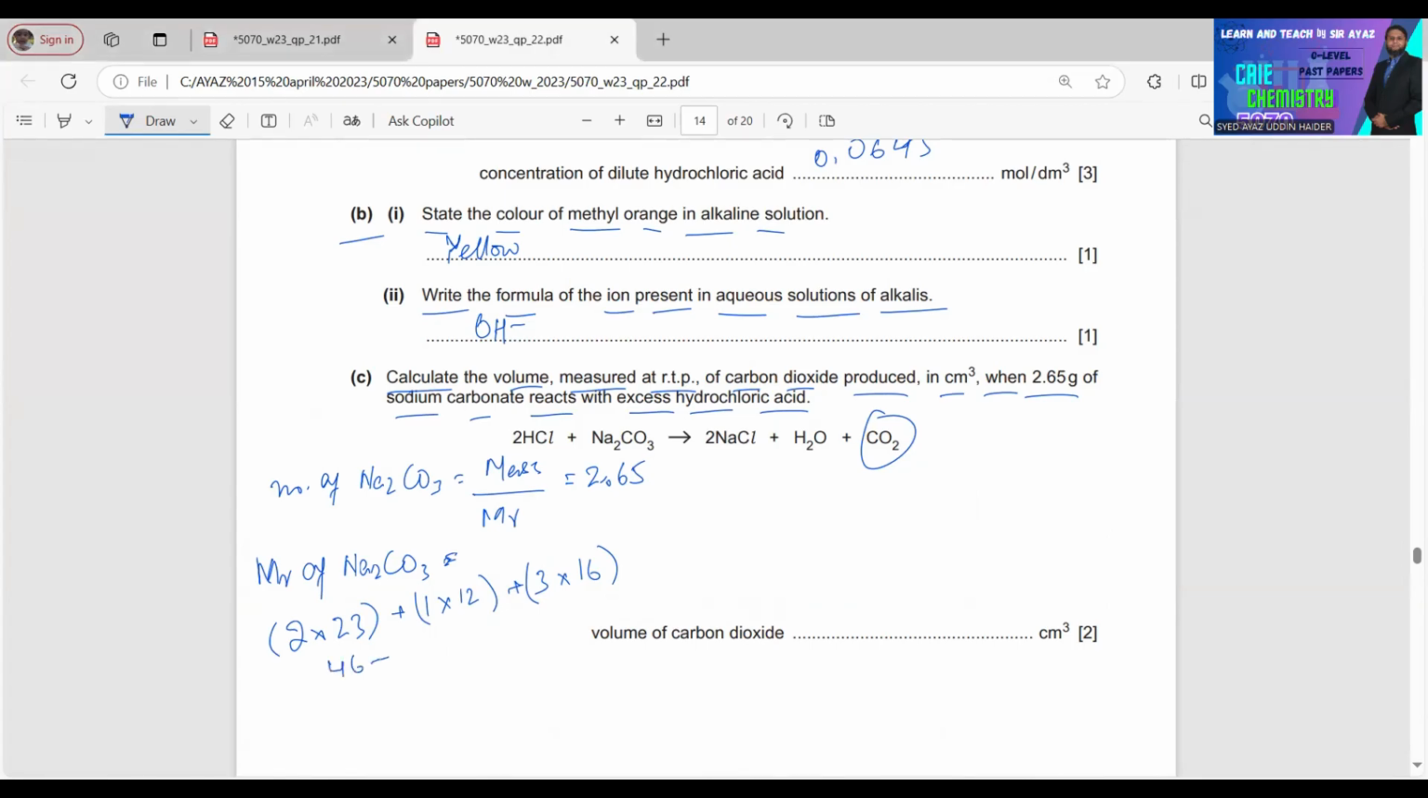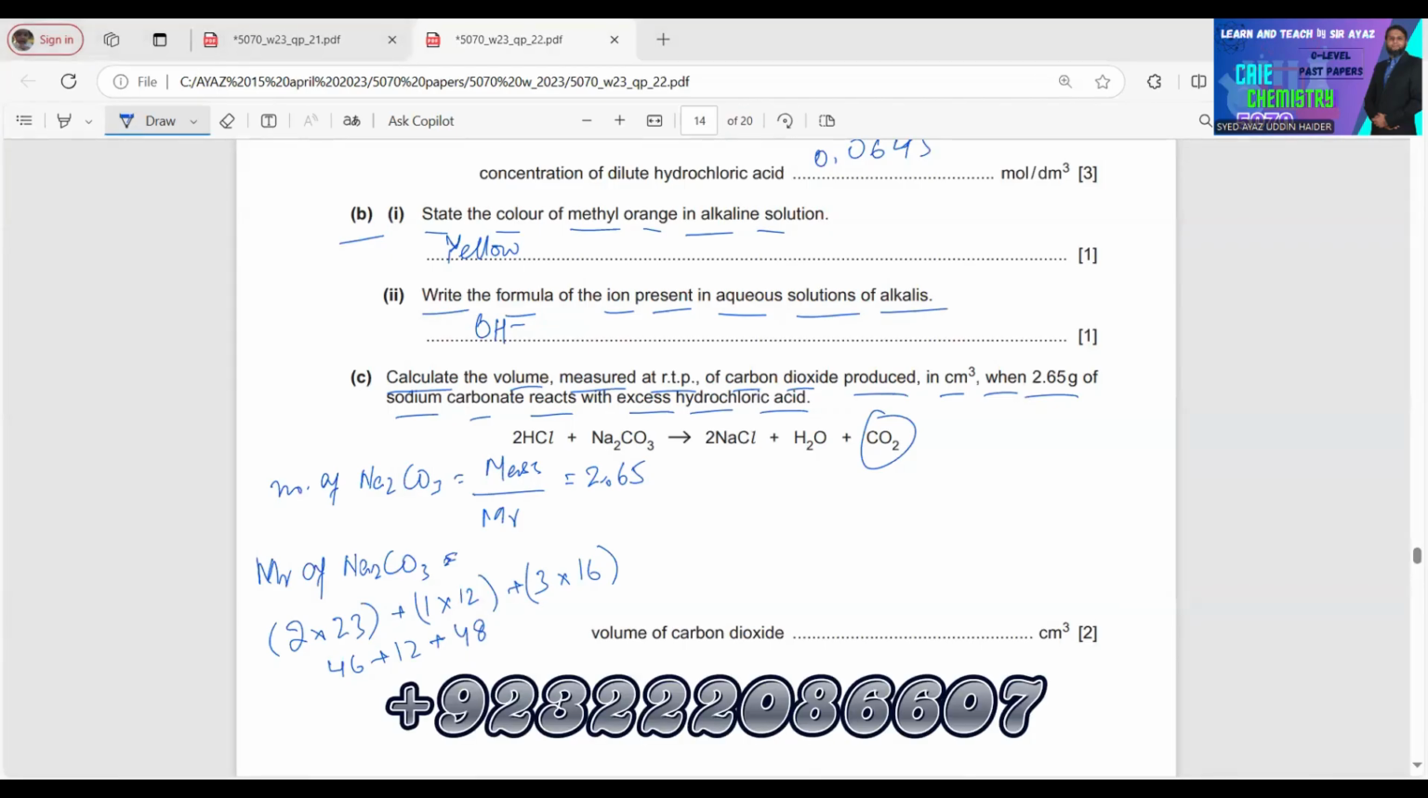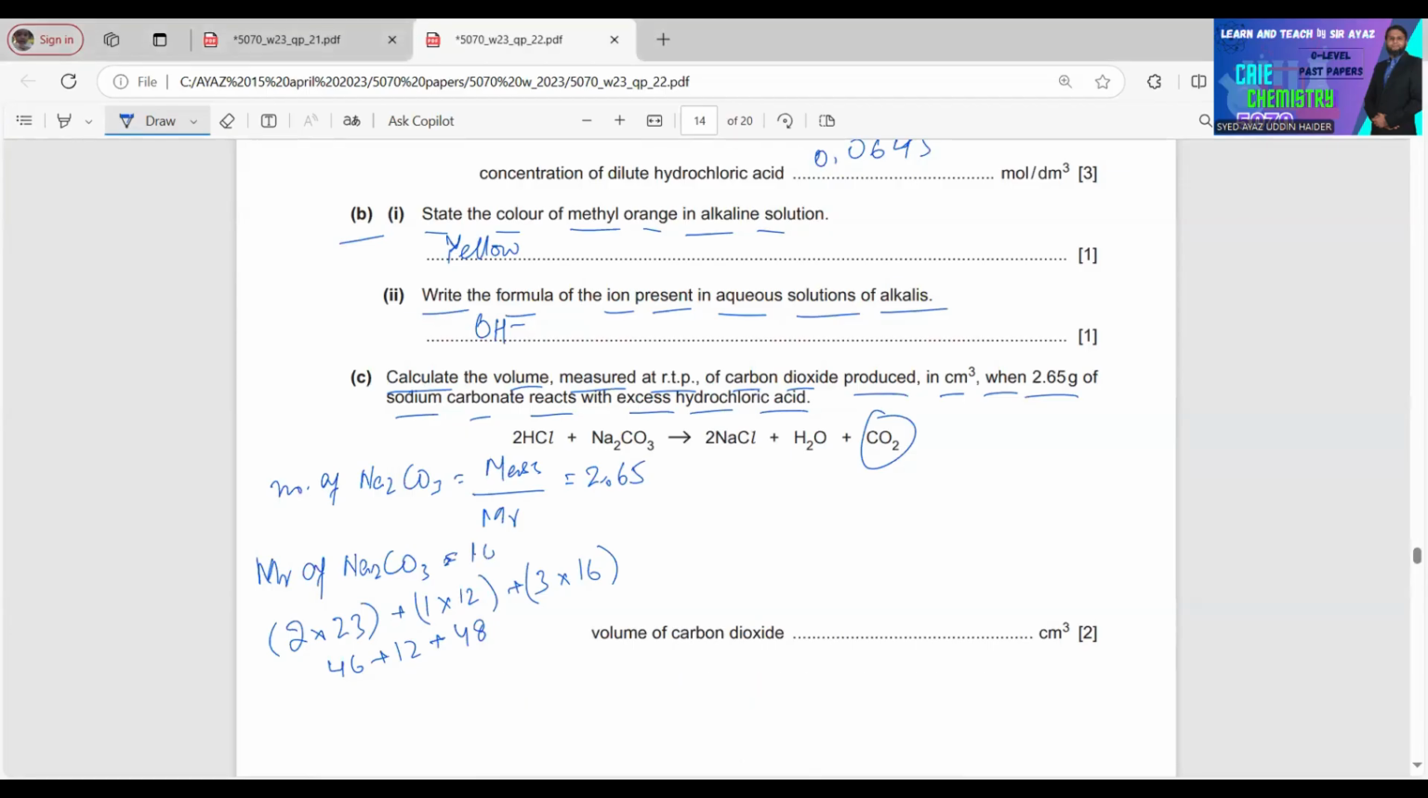46 plus 12 plus 16 multiplied by 3, 48. Adding up these, 46 plus 12 plus 48, you will get 106 as the Mr of Na2CO3.